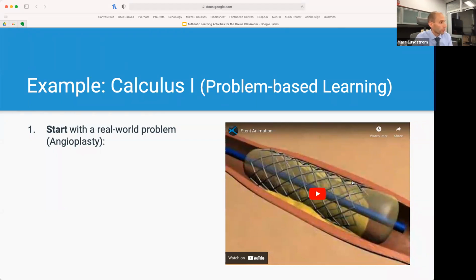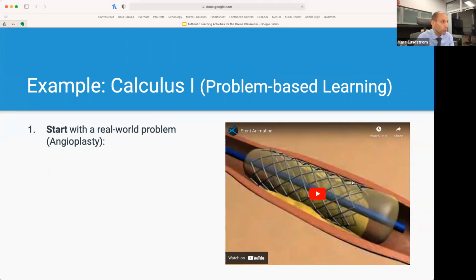So the first one I'm going to share is a Calculus 1 course. And this is from an institution that I worked at a few years ago. But this was, again, an online course. And there are a lot of ways, a lot of methods, to implement authentic learning experiences. So case-based learning is an option. Problem-based learning is another great one.